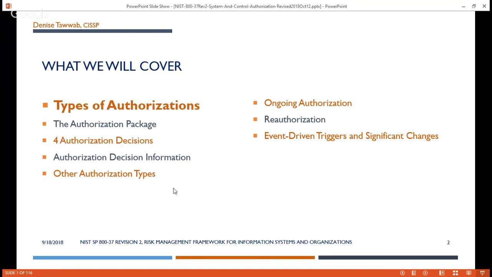Then in a second video, because I'm going to split this up because it's really long, we'll go into ongoing authorization and reauthorizations and things that can trigger a reauthorization after an authorization is granted.